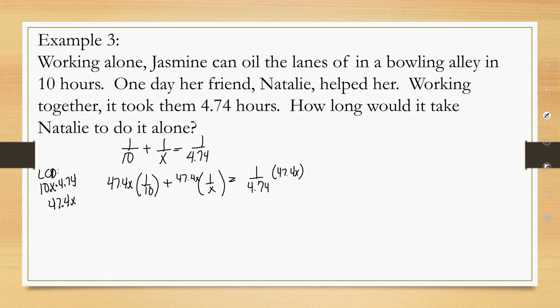So this first term would give us 47.4x over 10, which is 4.74x. The next one, when we multiply, will give us 47.4x over x, which simplifies just to give us 47.4. And then our last one multiplies to give us 47.4x over 4.74. And that simplifies to give us, oops, I'm not supposed to have the x in that denominator. That's supposed to be a 4, excuse me. Let me fix that. That last term will actually simplify to give us a 10x.